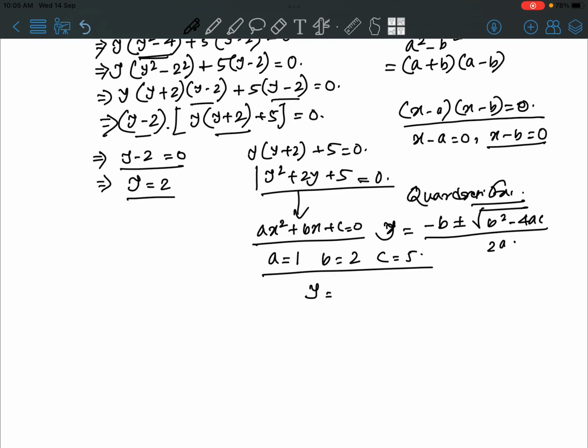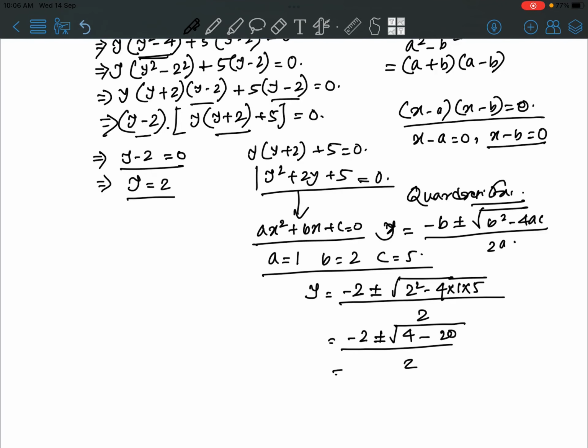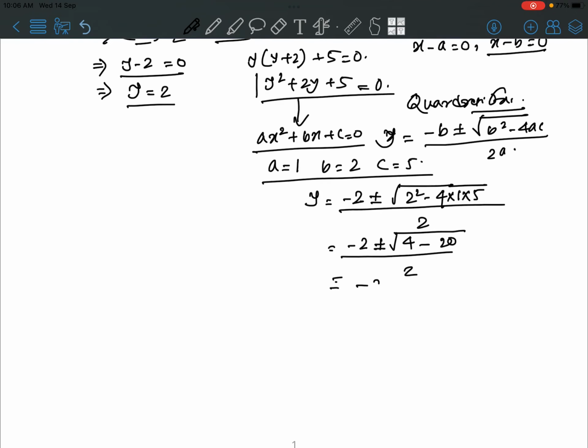So y equals minus b, meaning minus 2, plus minus root of b square, meaning 2 square, minus 4ac, meaning 1 into 5, divided by 2. So minus 2 plus minus root of 4 minus 4 into 5, which is 20, over 2. So what are we going to get? We are going to get minus 2 plus minus root of minus 16, by 2. Root of minus 16 is a complex number.